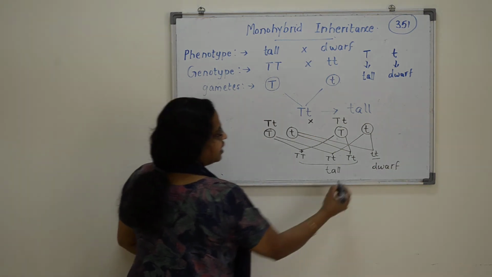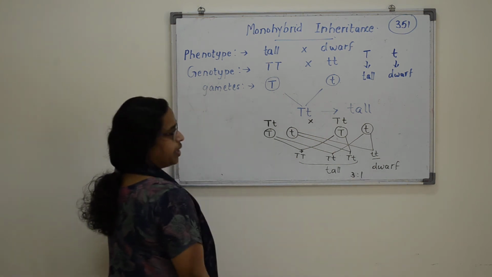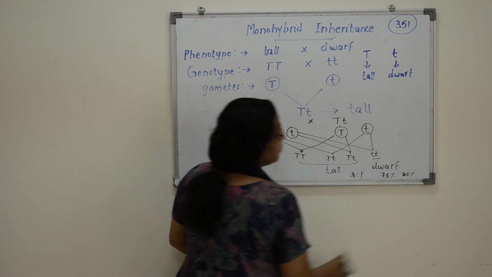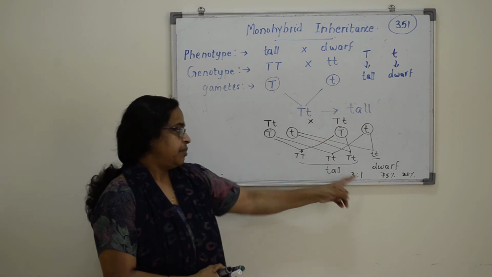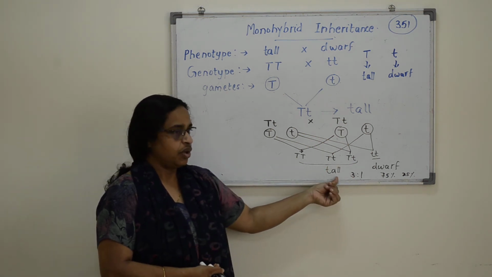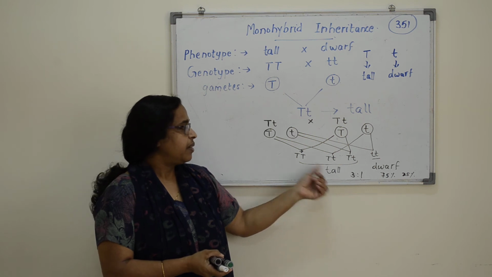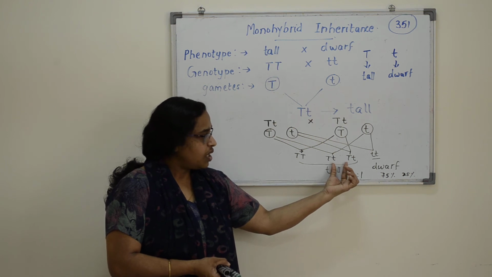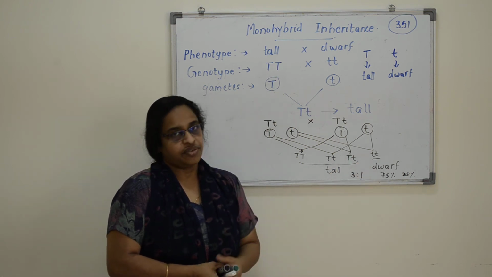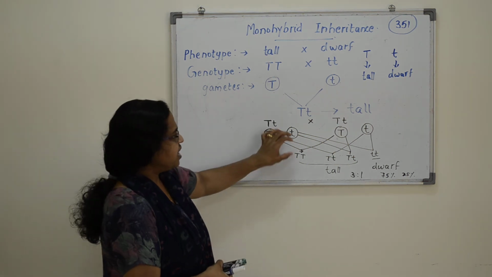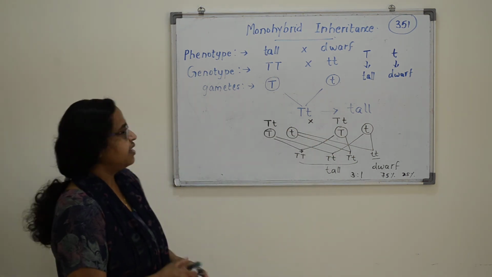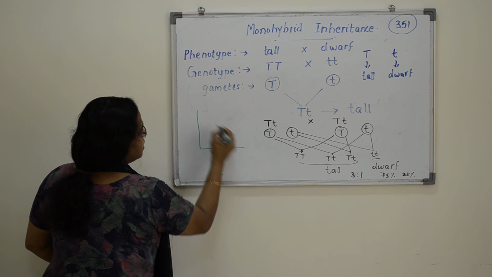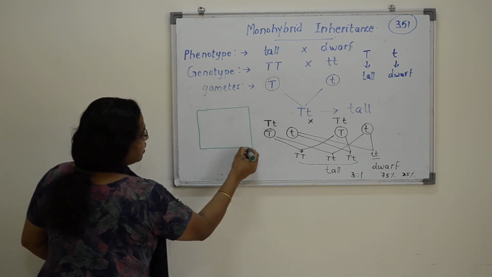So we can say 3:1, or we can say 75% to 25%. It is the phenotype, meaning from outside you see 3 of them are tall. But you know the genotypic ratio will be 1 homozygous tall, 2 heterozygous tall, and 1 homozygous dwarf. Okay. So instead of doing it this way, we have another way to do this crossing. Just draw this, it is known as the Punnett square. Okay.